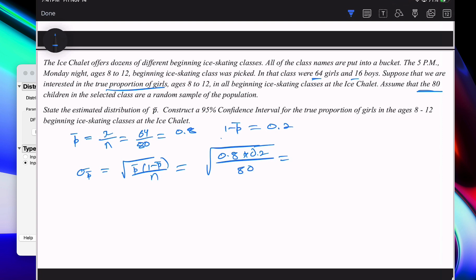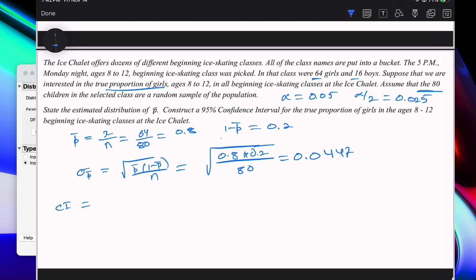And this is equal to 0.0447. So this is our standard error of the proportion. To construct a 95% confidence interval, our alpha is 5%, which implies that our area in each tail would be 0.025.